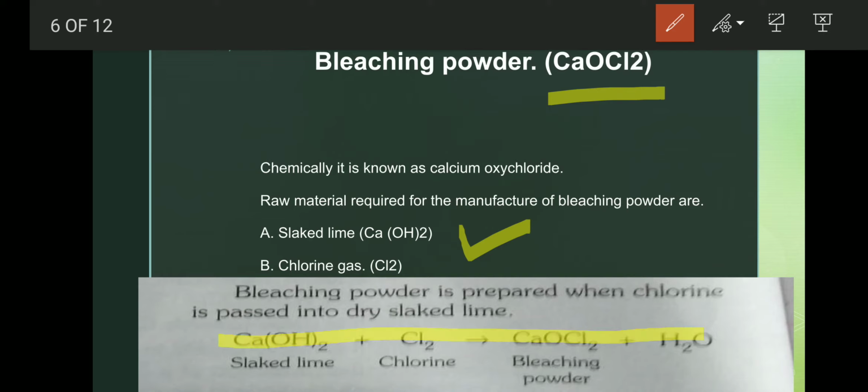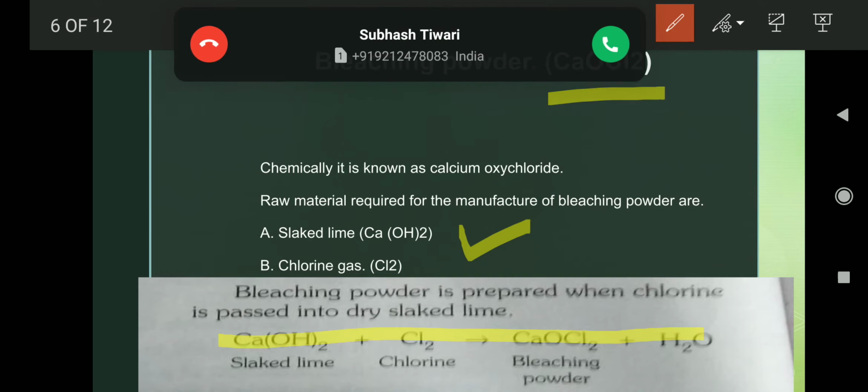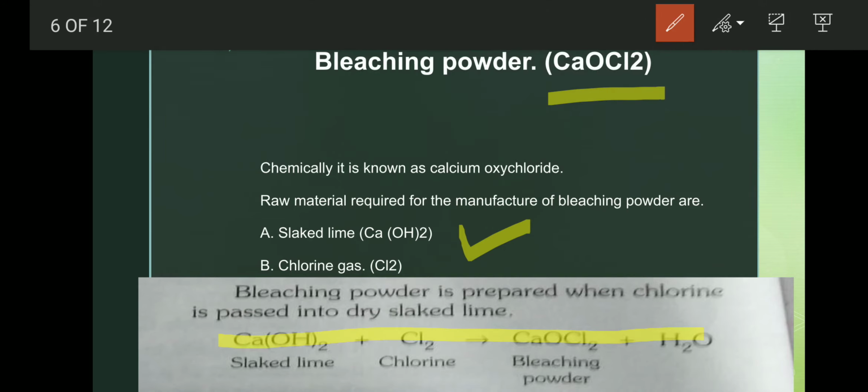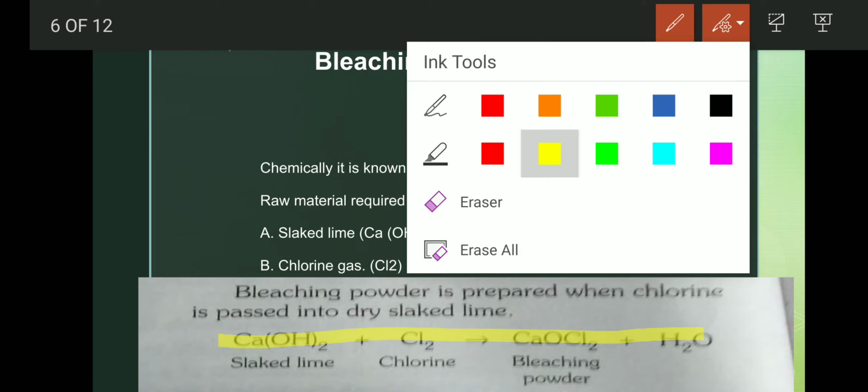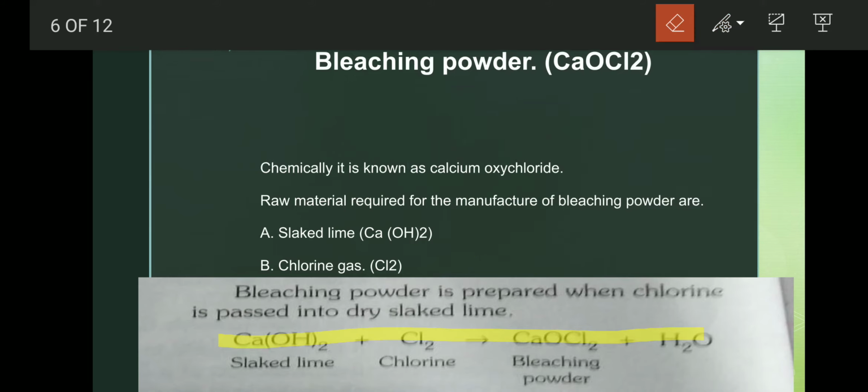Calcium hydroxide, that is also known as slaked lime. It should be very dry, okay? Not in the liquid condition, it should be very dry, right? So this calcium hydroxide, when reacted with chlorine gas, then we get the bleaching powder and water is released. Fine. So this is all about the bleaching powder, right, class?